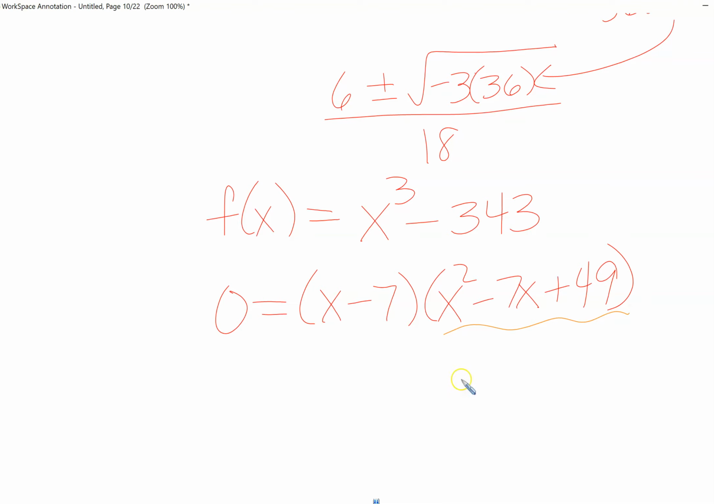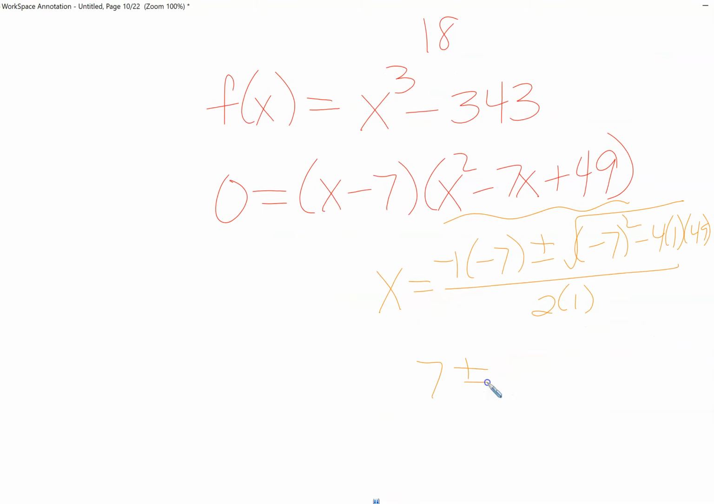And this then would give us x equals negative 1 times negative 7 plus or minus the square root of negative 7 squared minus 4 times a, which is 1, times c, which is 49, all over 2 times a, which is 1. This is going to be a 7. This is going to be a 2. What I'm saying here is that this is going to be negative 3 times 49. This part right here is 1 times 49. This part right here is a negative 4 times 49.